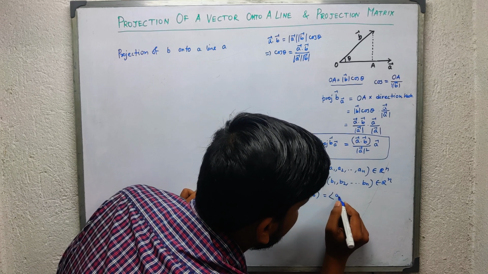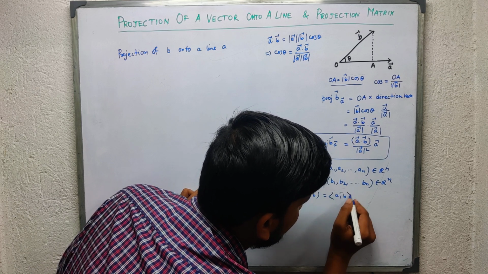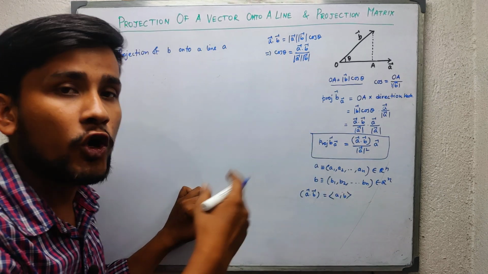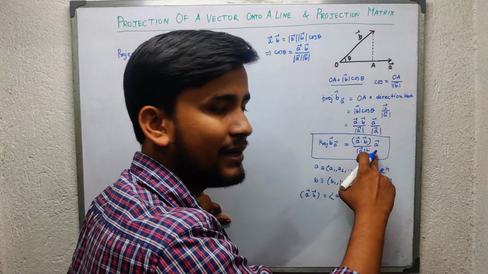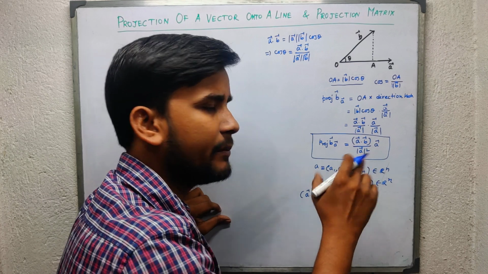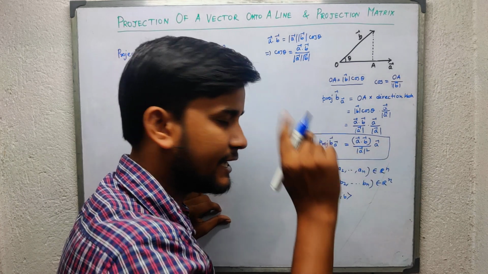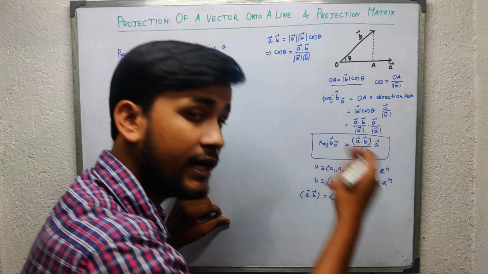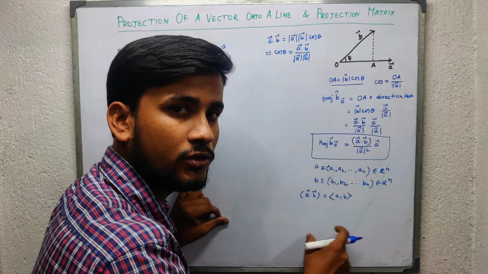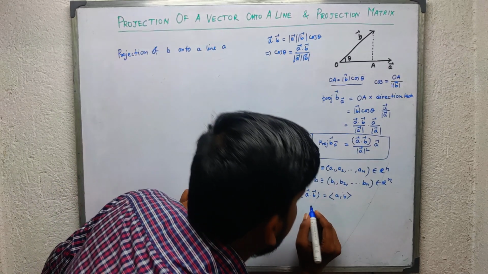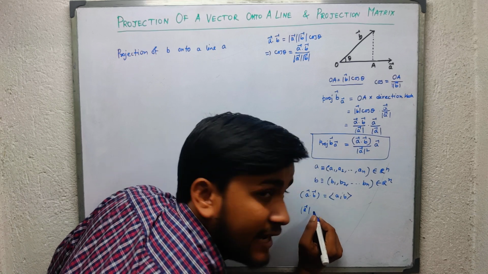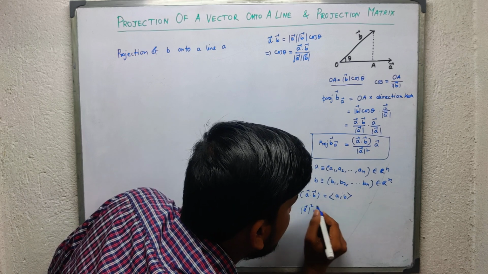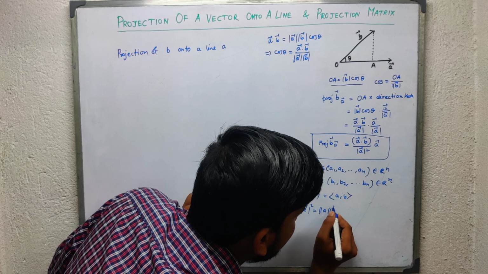We can write in this notation, A dot B. Now the mod of A squared: here the vector is three dimensional, with i, j, k components, and we can convert this mod to the norm. So we can also write the mod of A squared in linear algebra as the norm of A squared.